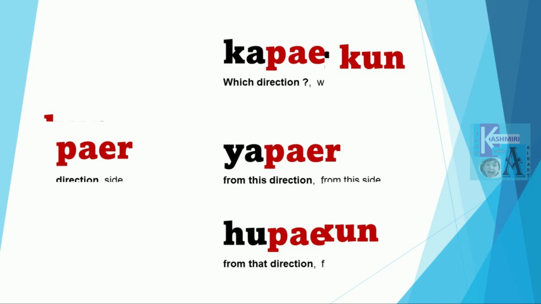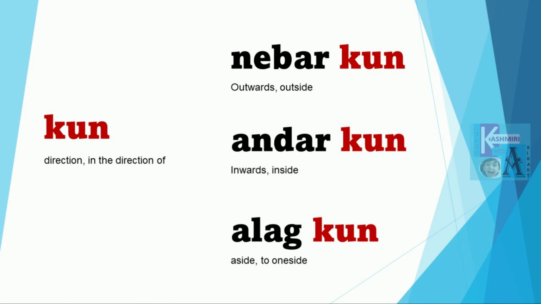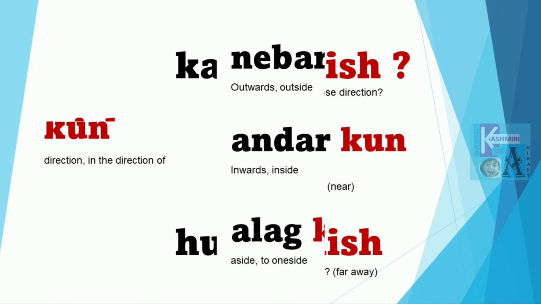The next three important words that we'll learn are nebarkun, andarkun, alagkun. In all these three words, kun is the common root word. Nebarkun means outwards or outside. Andarkun means inwards or inside, and alagkun means aside or to one's side.